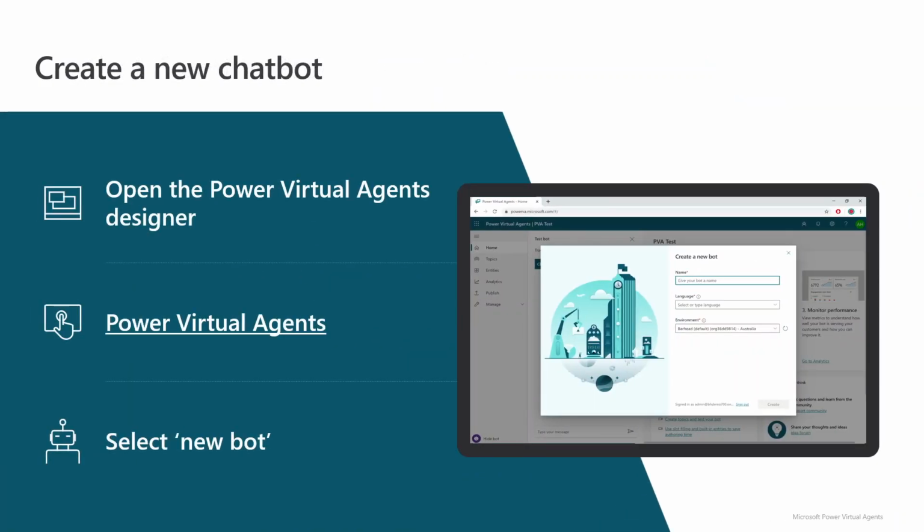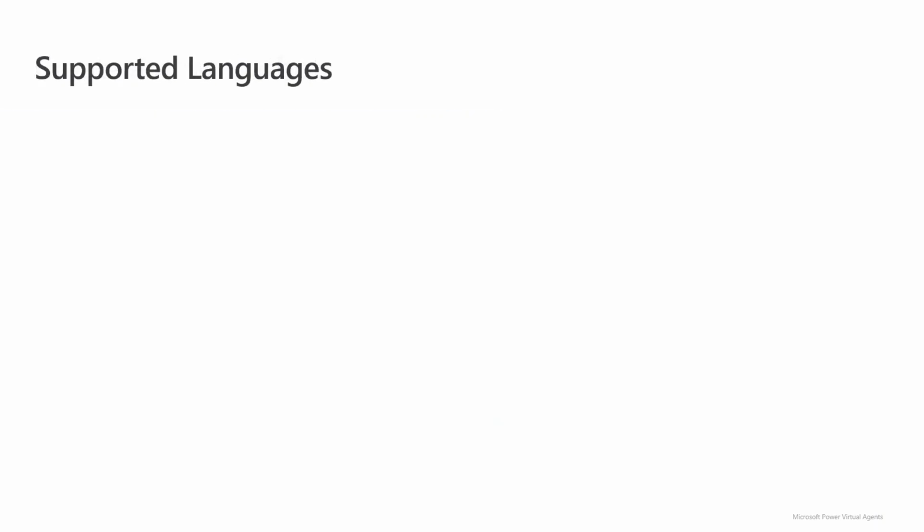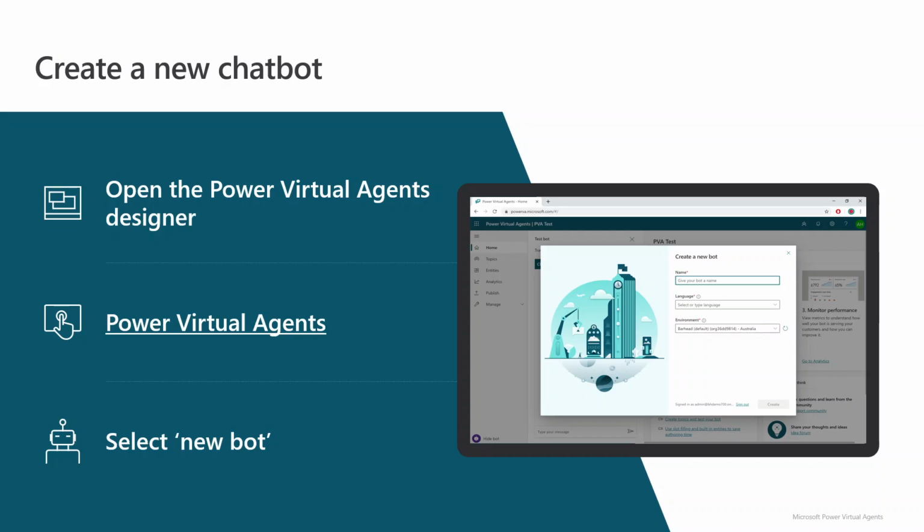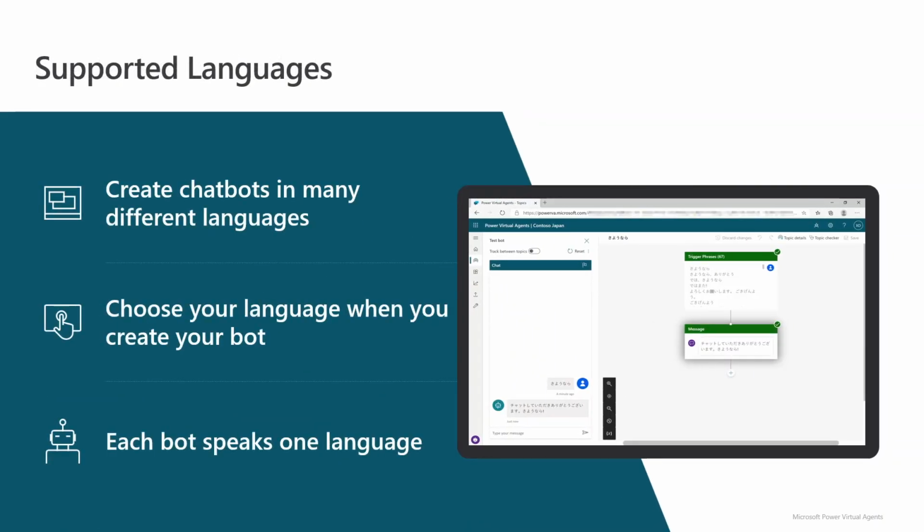So how do we create a chatbot? Well, we open up the Power Virtual Agents Designer and we click on New Bot. In the New Bot, we create the bot, and once you've created it, you give it a language. A bot can only have one language. You can create it in as many languages as are supported in Power Platform, but each bot can only speak one language.